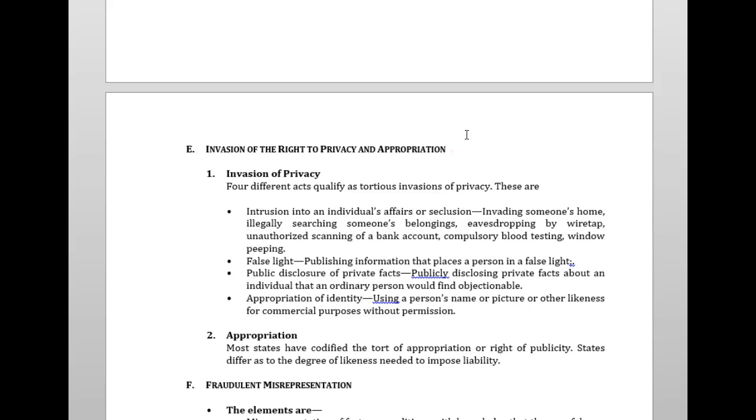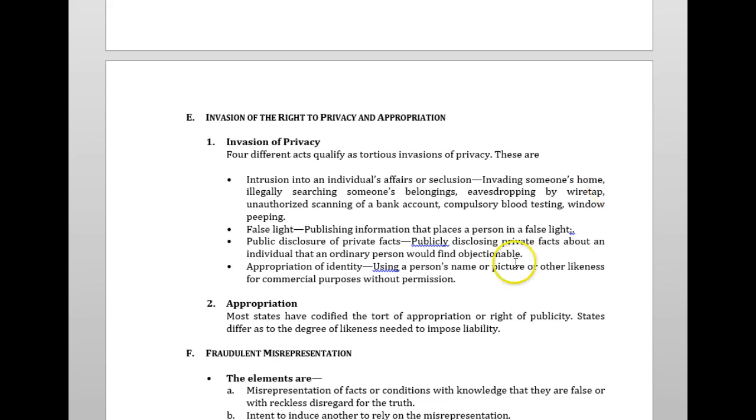Invasion of the right to privacy and appropriation. Invasion of privacy. We all have our boundaries for our privacy. And if you remember, privacy is not written into the Constitution. It's sort of an implied thing, or an implied act. So there are 4 different acts that qualify as invasion of privacy. One is to intrude on an individual's affairs or their seclusion, such as going into their home without being invited, or looking into their bank account, or eavesdropping by wire, or listening in on a conversation, and that's an invasion of privacy.